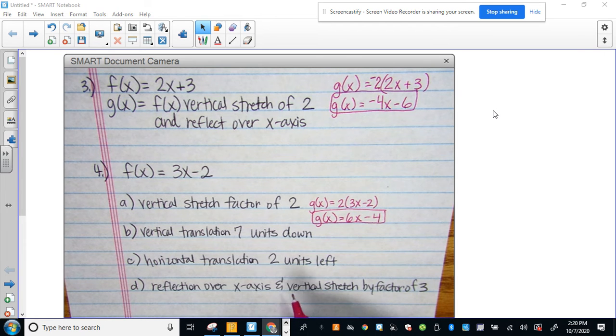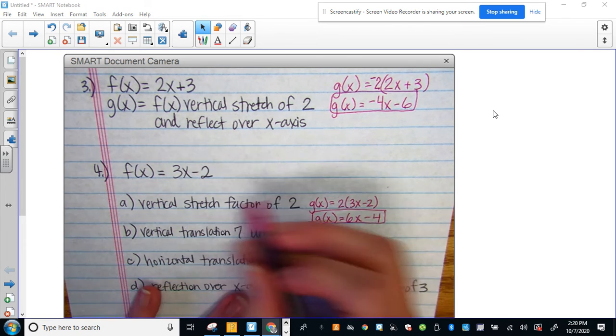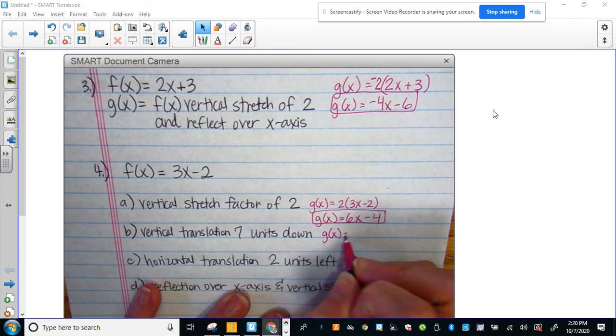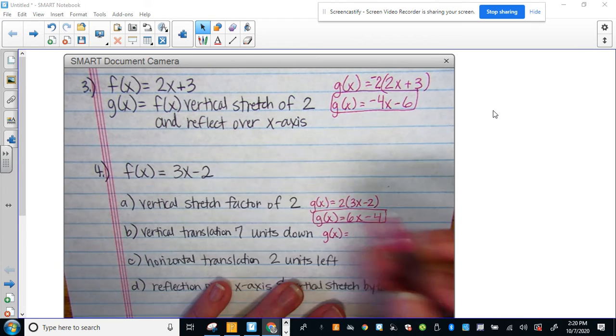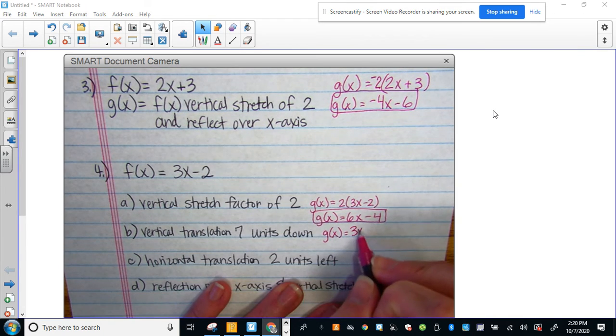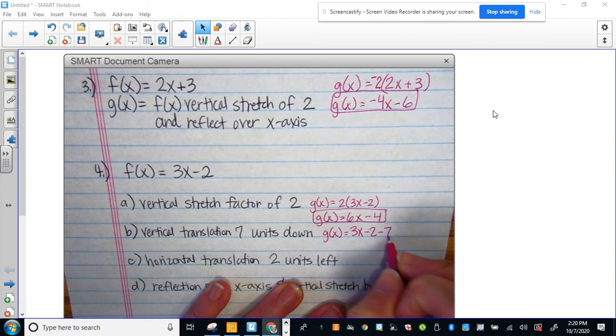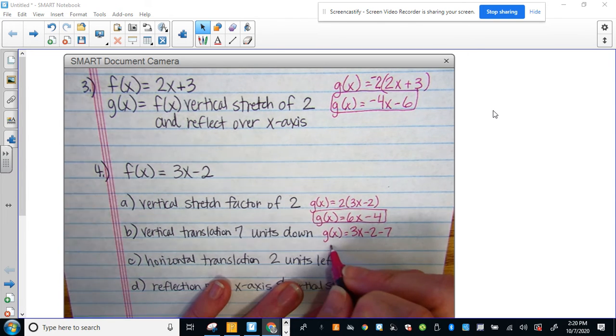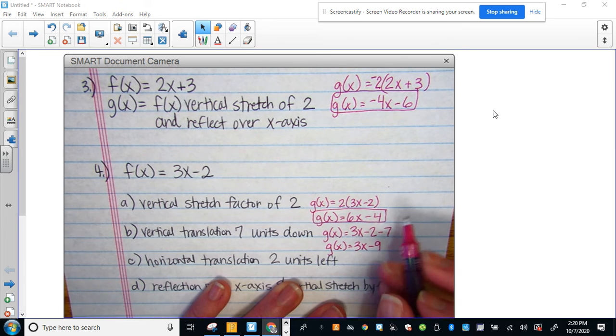So the next one we're going to do 7 units down. So we're going to take our original. I'm just calling these g of x every time. We're going to take our original again, back up here. 3x minus 2. 7 units down means we do another minus 7 on the outside. So to simplify, that's 3x minus 9.